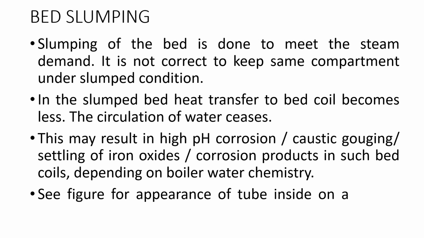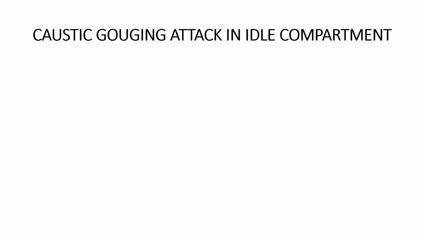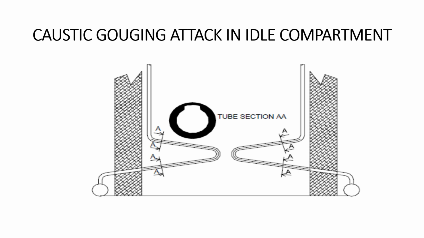You can see the figure of the bed coil, a cross section of the bed coil. So this is the cross section at AA. At the AA cross section you can see the tube section, and it has an inside erosion, as you can say. This may be because of the caustic gouging attack if the compartment is idle for a long time.